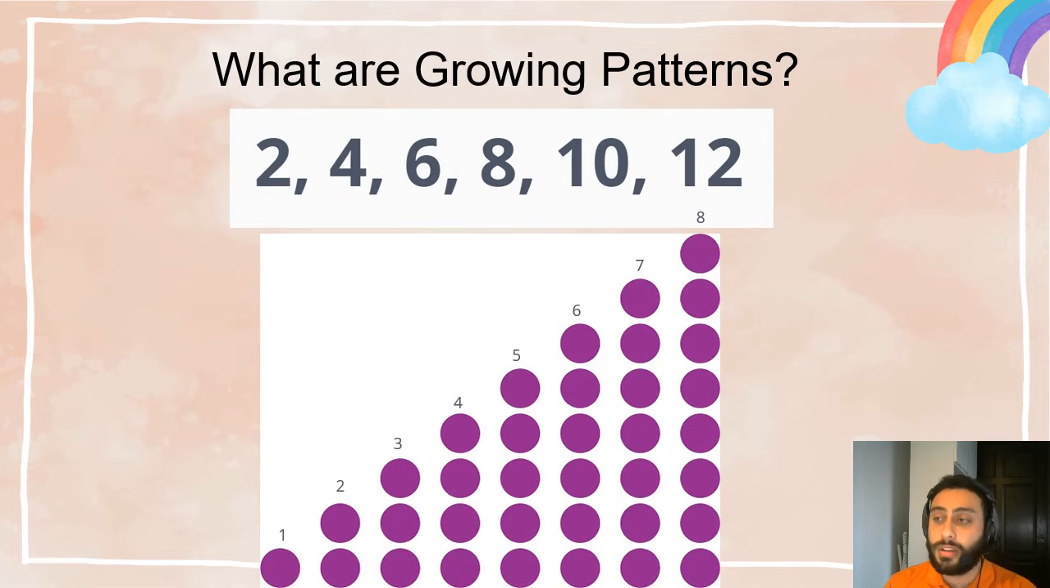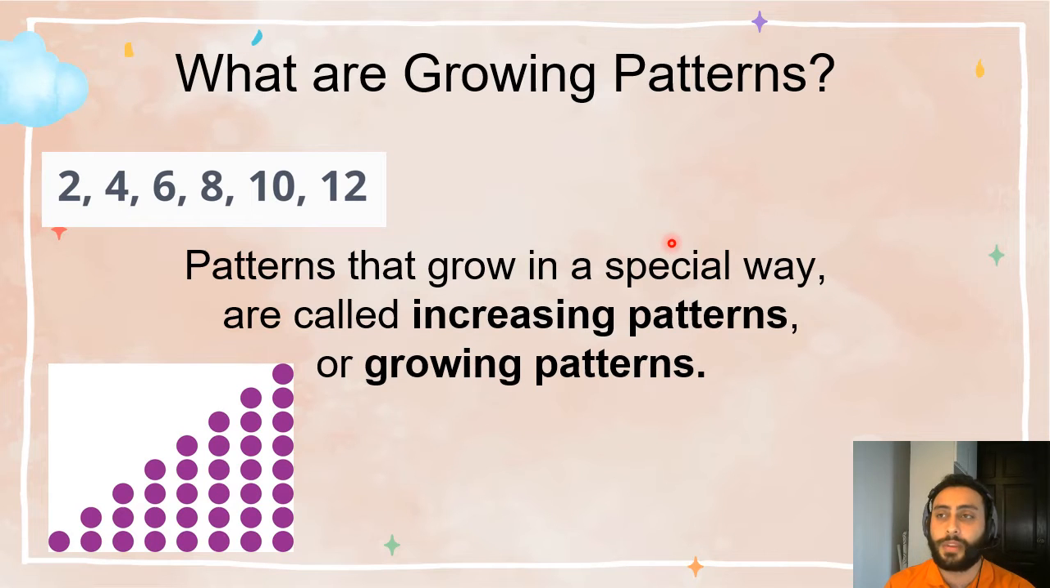So here is another example. This one is only plus 1. You see, all of them, 1 plus 1, 2. 2 plus 1, 3. 3 plus 1, 4. And it just keeps going higher and higher. So, patterns that grow in a special way. For example, this one special way is plus 2. This one special way is plus 1, right? We call them increasing pattern, or easier, growing pattern.